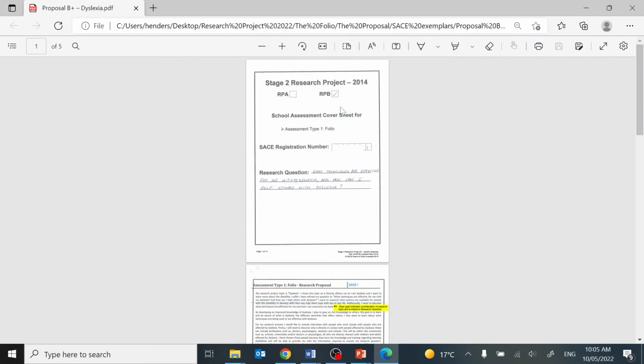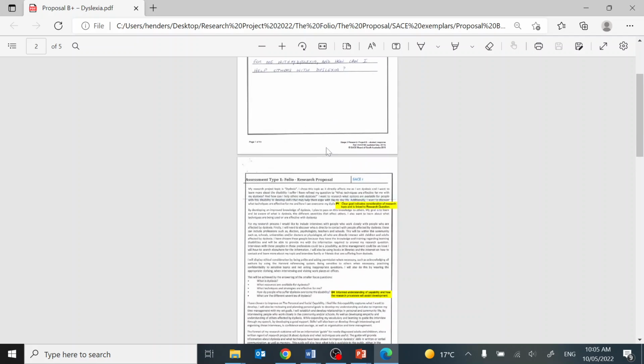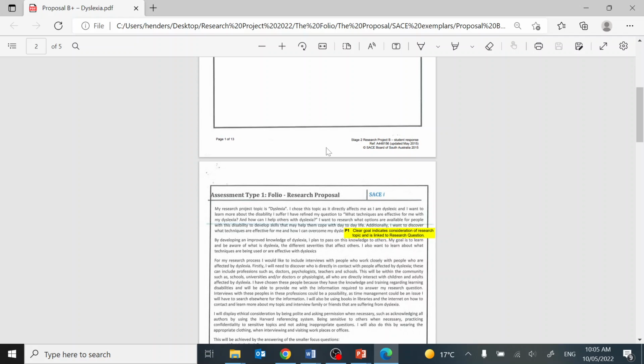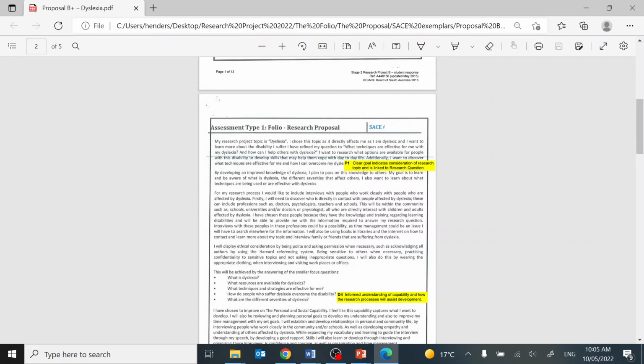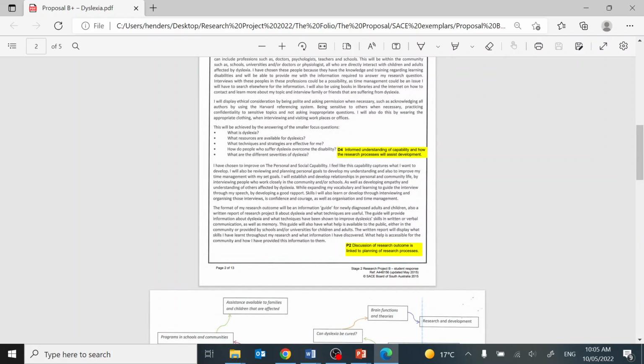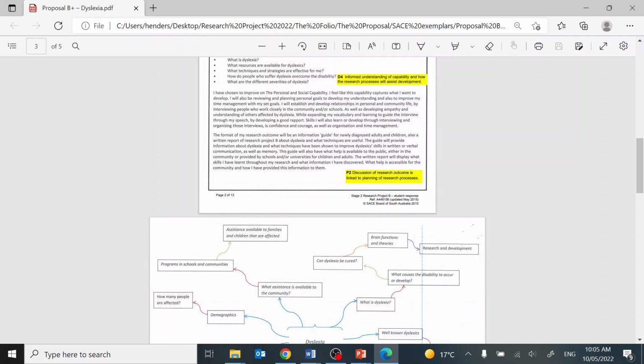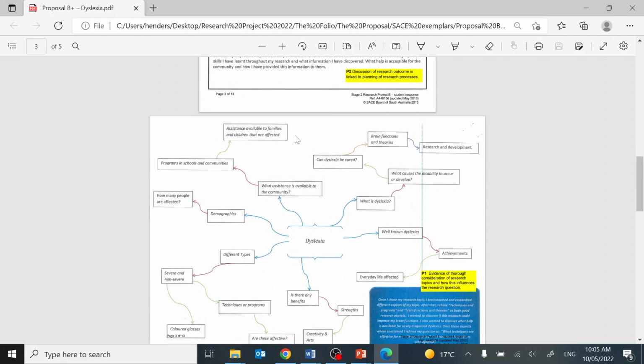The proposal, so you will end up with a cover sheet. You're not going to do that first up. Your proposal, as I said, is that first couple of pages of your folio. You can see here, they've talked about their topic. They've talked about the refinement of their research question. Then they've talked about their capabilities, and then they've actually talked about how their outcome will look, so what their plan for their outcome is going to be.